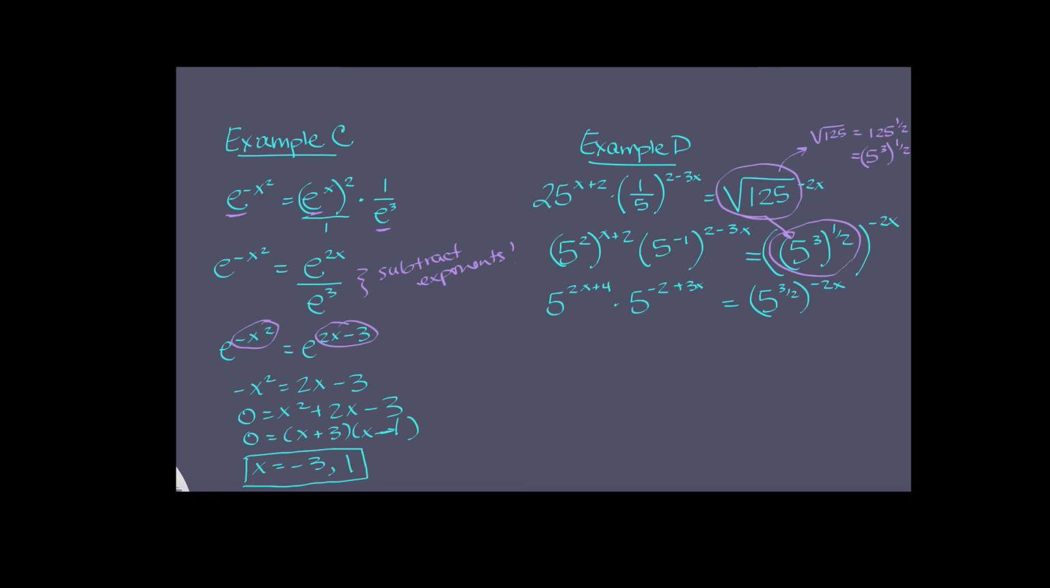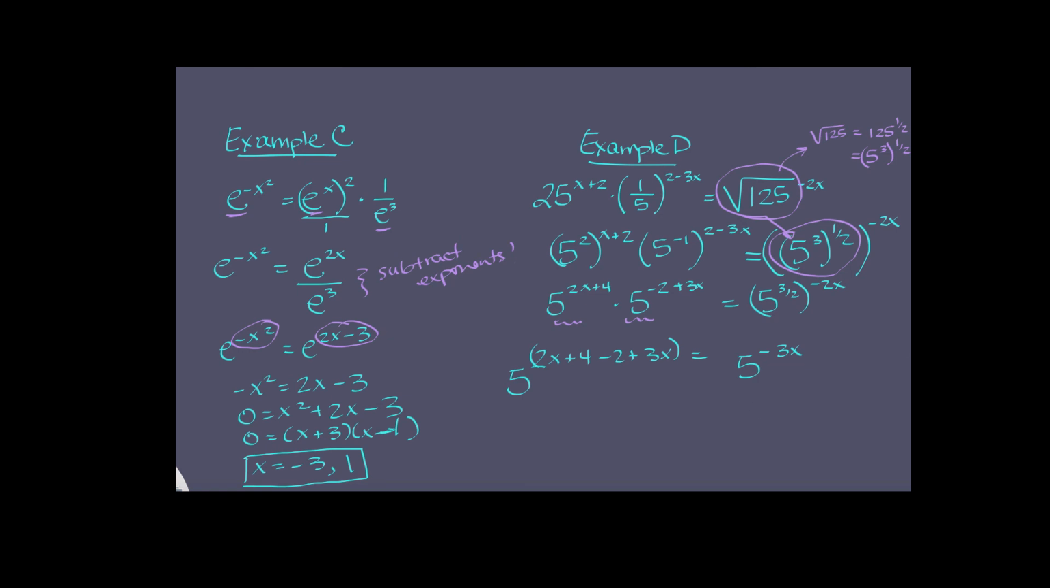Now here, this is a base times a base raised to 2 different powers. So I'm going to add those powers. That's what the rule says. 2x plus 4 minus 2 plus 3x. And this is your power to a power rule. So 3/2, oh sorry, I should have written it like this. 5 to this whole thing, this is the whole power here, equals 5 to the 3/2 times negative 2x, which is negative 3x. Right? 3/2 times negative 2x is negative 3x.